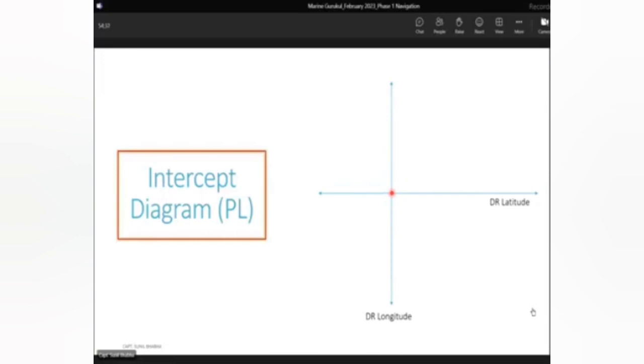Now at this position, we mark the azimuth of the body. Let's assume the body is somewhere here. The azimuth will be the direction in which the body is. So the red color line represents the azimuth of the body.